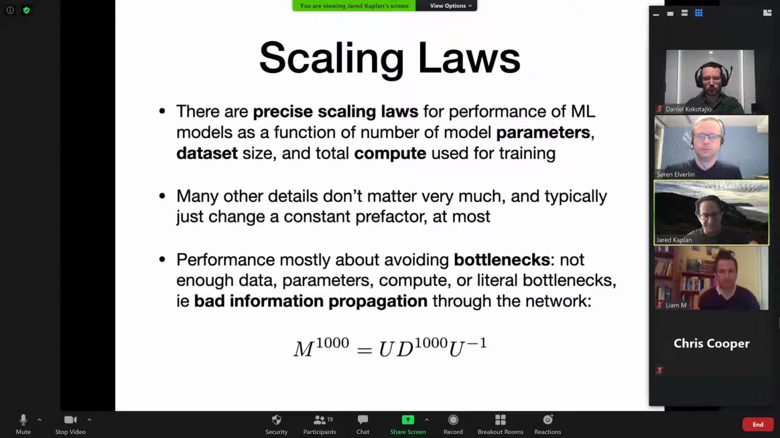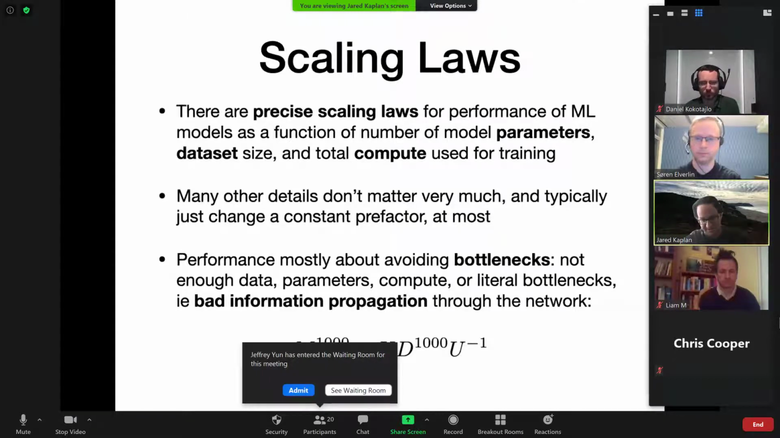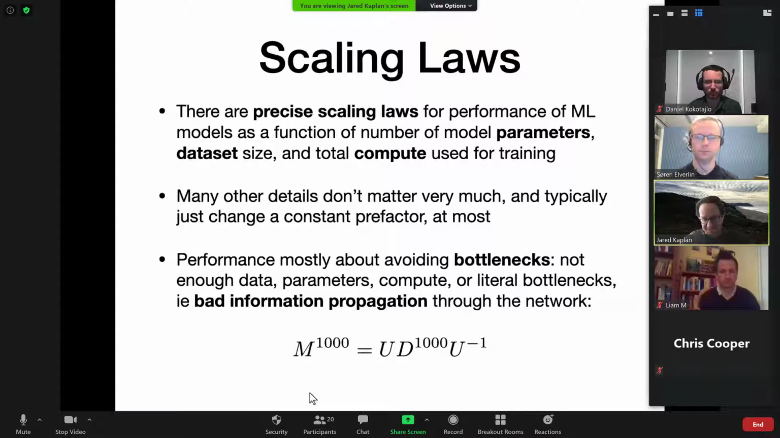So the simplest bottlenecks are like you have a model that's really big but not enough data, or vice versa, or you just don't have enough compute to train your model, or you have literal bottlenecks in your network, like information kind of doesn't propagate well through your network. And the classic example of this is that if you have many, many layers, or if you have the same layer repeated many, many times, then maybe you face this kind of problem where you raise a matrix to the power of 1,000, and you mostly just end up projecting onto the eigenspace of the largest eigenvalue, and therefore information doesn't propagate well. And I think a lot of the most highly cited papers in all of machine learning are really solving these kinds of problems, like batch norm, resnets, layer norm, to some extent transformers versus LSTMs. I think they're kind of avoiding these kinds of bottlenecks.